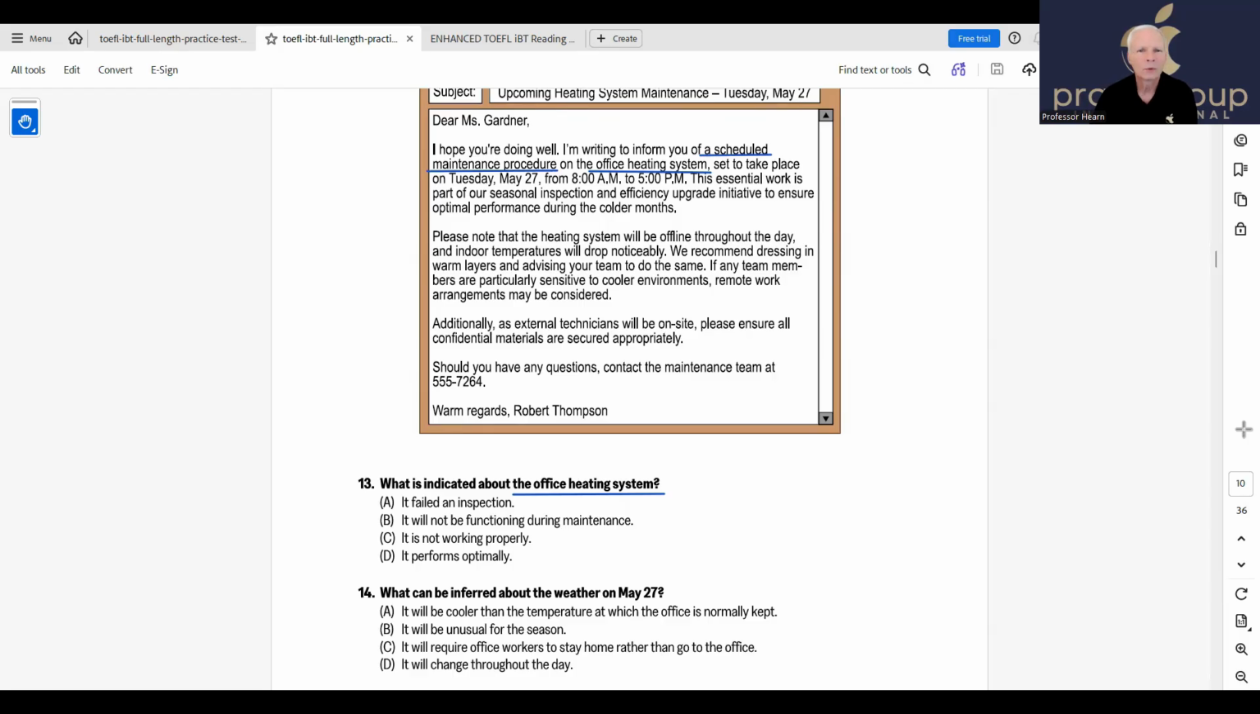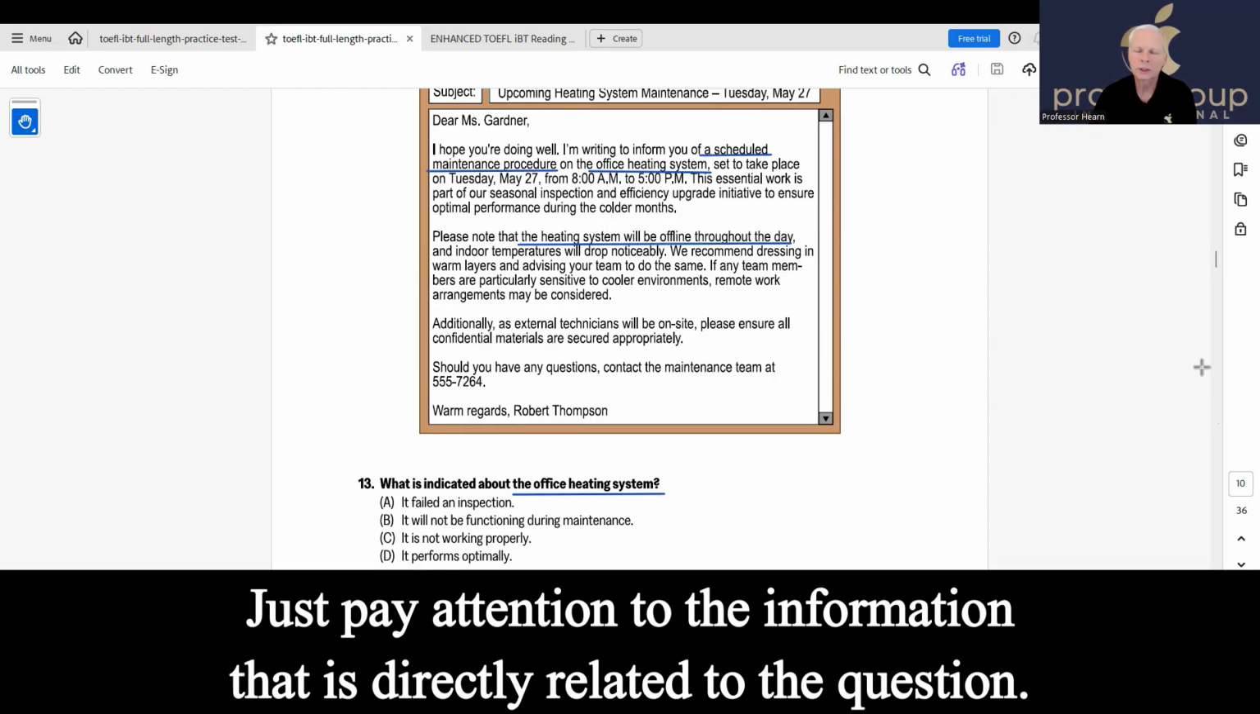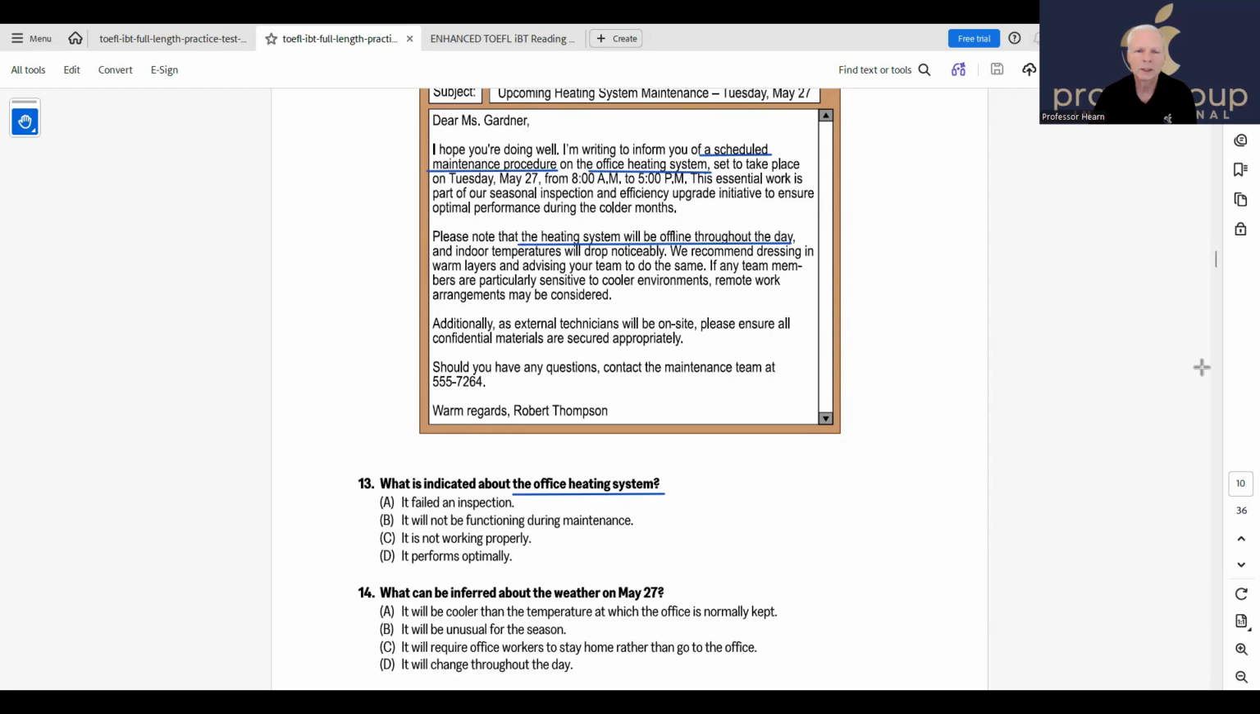So let's do that. The following paragraph starts, please note that the heating system will be offline throughout the day and indoor temperatures will drop noticeably. What is it about? The heating system will be offline throughout the day. So what do we know about the heating system? It's scheduled for maintenance and it will be offline throughout the day. Let's take our information and eliminate wrong choices. A, it failed an inspection. No mention of any inspection at all. Certainly not that it failed an inspection.